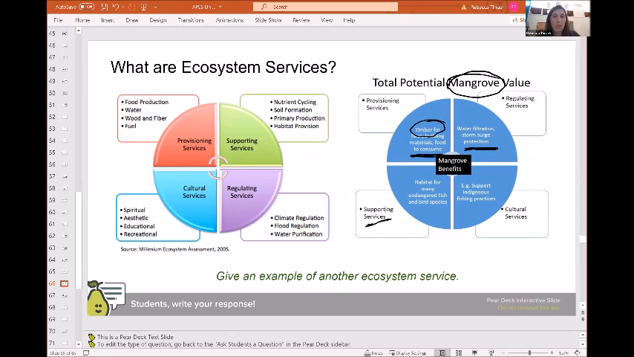Supporting services, that would be maybe habitat for endangered species. Maybe I like to go and watch these birds, or maybe I like to camp in a national forest. And then you've got cultural services. That's sort of like what we want to do as far as our own recreation or aesthetic value. So if you can, think about another type of ecosystem service that maybe where you live provides. Is it provisioning? Is it a supporting, cultural, or regulating service?